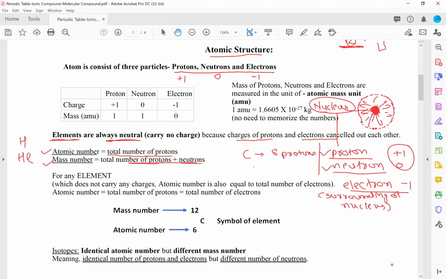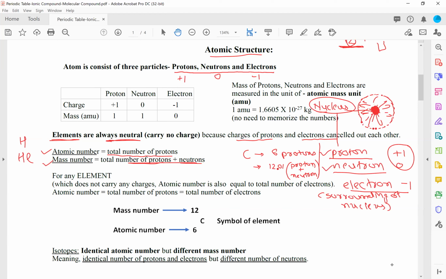So again, if I'm going to ask you the same question, what is the mass number for carbon? 12.011. Right, so let's just say 12.01 at the moment. That is the mass number. If I say this is the mass number, what does it mean? It means it is the total of the protons and the neutrons. So proton plus neutron.